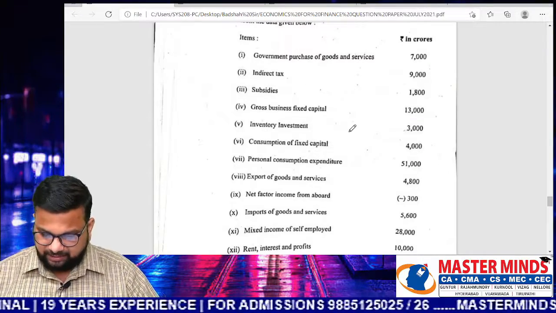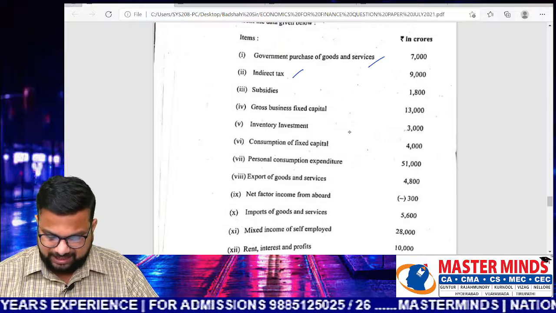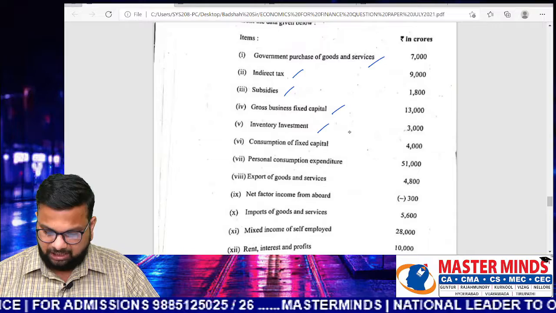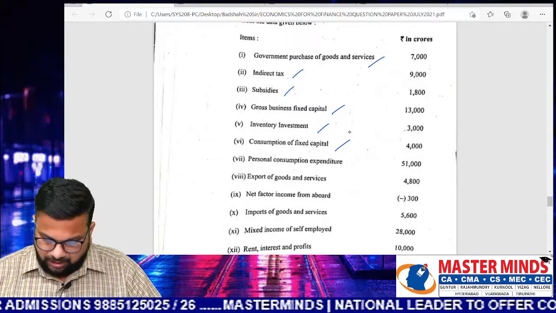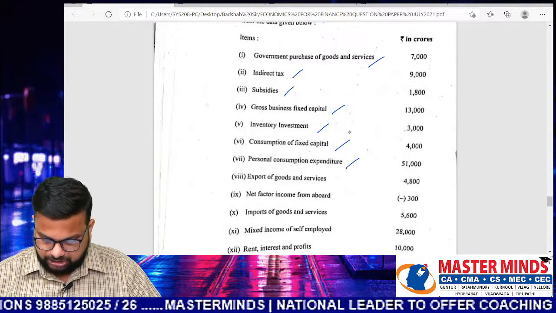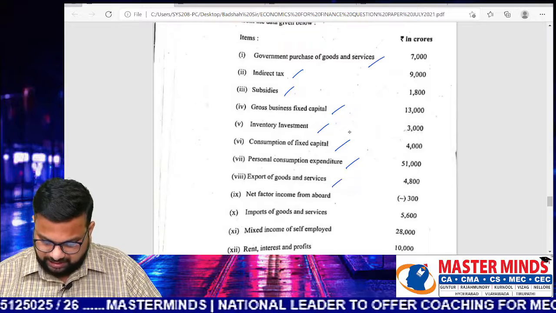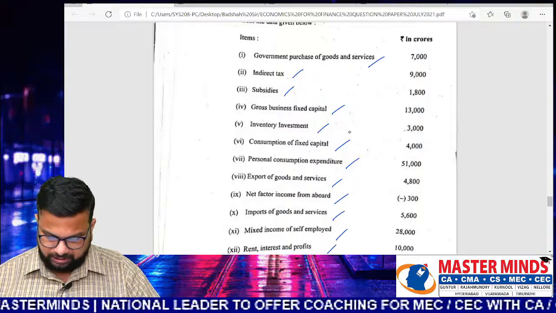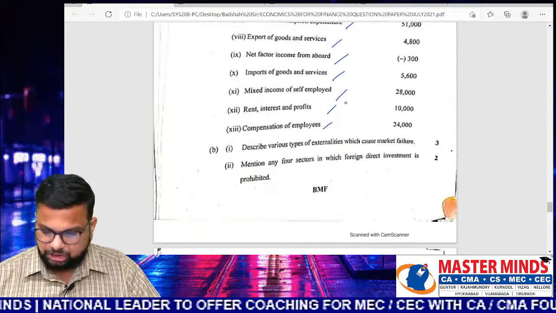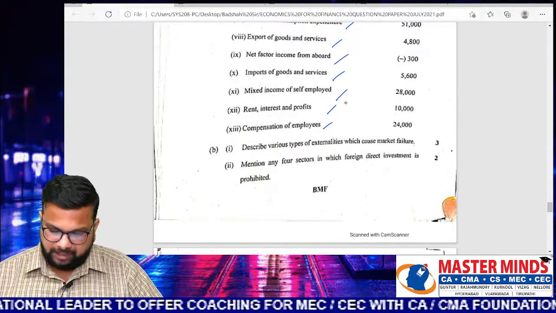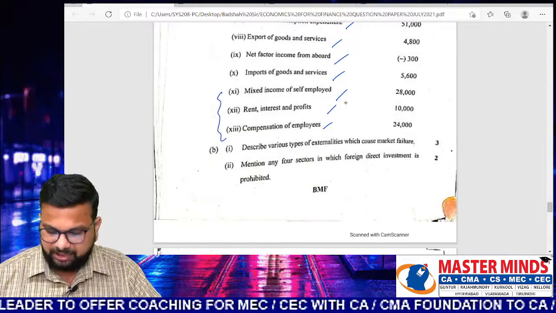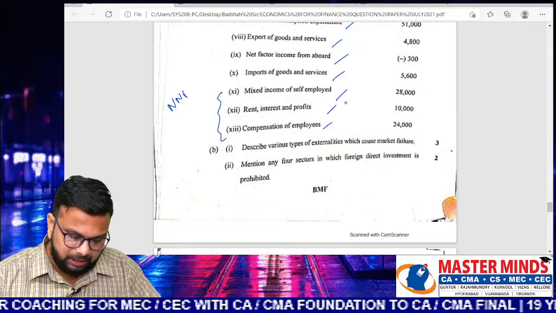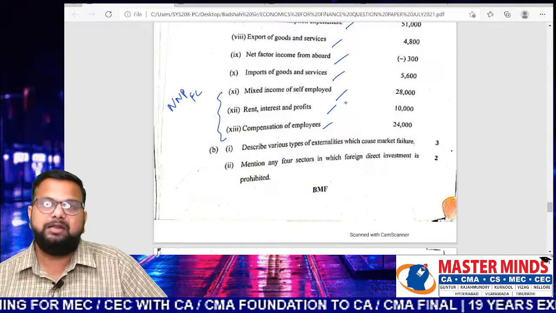The data given is: government purchase of goods and services, indirect tax, subsidies, gross business fixed capital, inventory investment, consumption of fixed capital, personal consumption expenditure, export of goods and services, net factor income from abroad, imports of goods and services, mixed income, rent, interest and profit, and compensation of employees. With the help of the last 3 data and some other data from above, Nana, we can calculate national income. National income is nothing but NNP at factor cost, Nana.